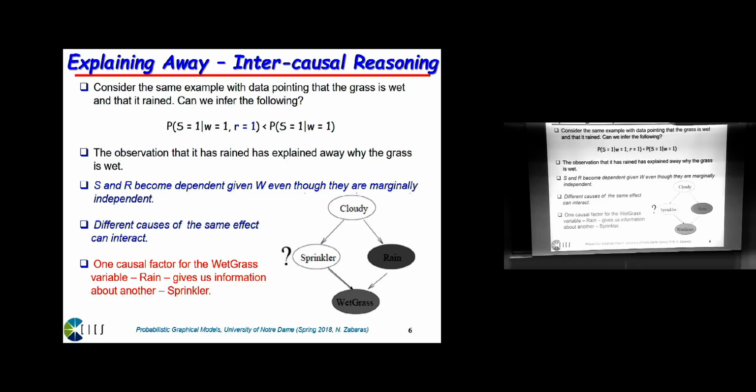So this is a weird event, but it only appears in directed graphs, and it goes by very many names. Explaining away is the most common-sense name. Observing one of the causes that the grass is wet explains away the fact that the sprinkler is on. It's a concept that doesn't come up in other sorts of graphs, like undirected graphs.